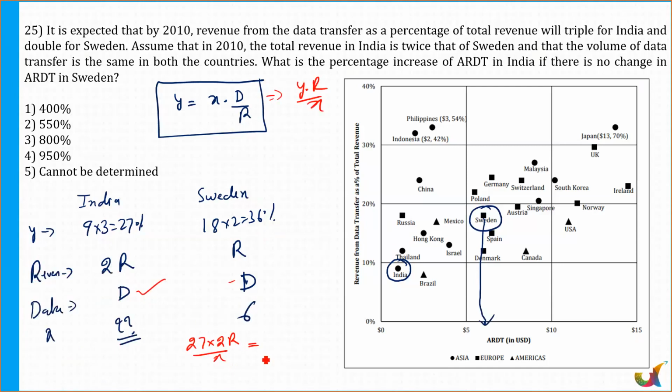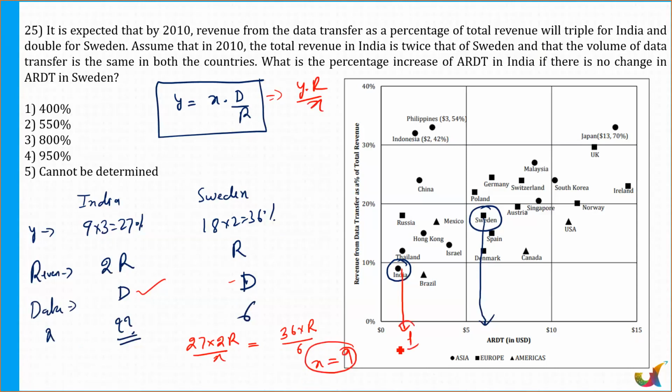what is the data transfer for Sweden? That is Y, which is equal to 36%. Revenue is equal to R, and that is 6. So from here, X is equal to, can anyone tell me what is the value of X? If I solve this, what is coming? 6 sixes are 36, so that is 9. So X is 9.